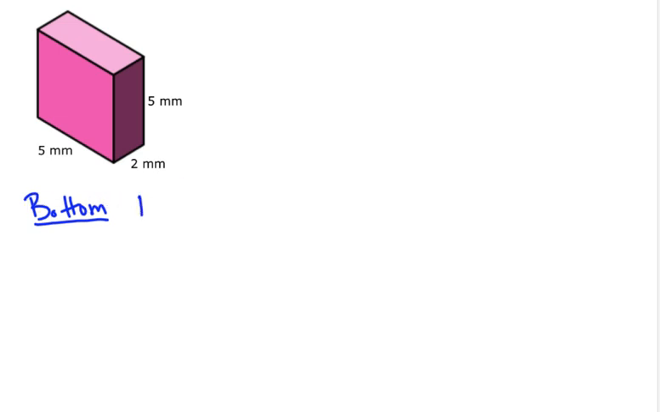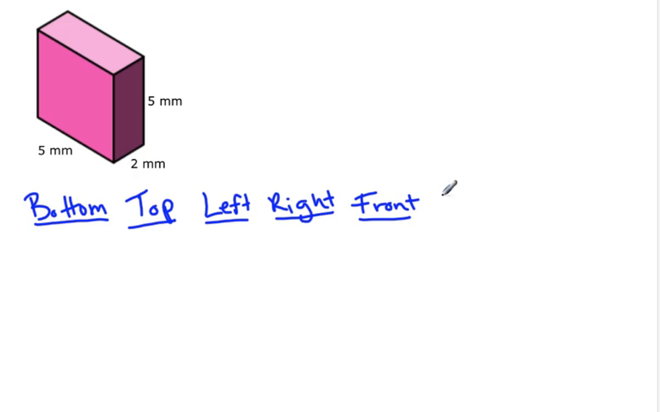The opposite of bottom is top. And then you have left. The opposite of left is right. And then you have front and back. Now we know that a rectangular prism has 6 sides, so we want to make sure that we have 6 titles. So there's 6 here. That's good.